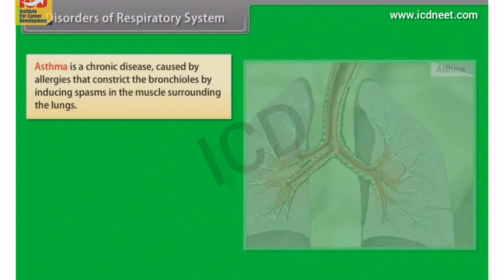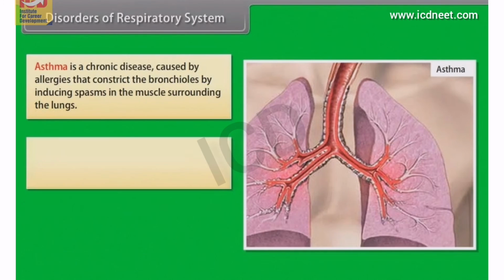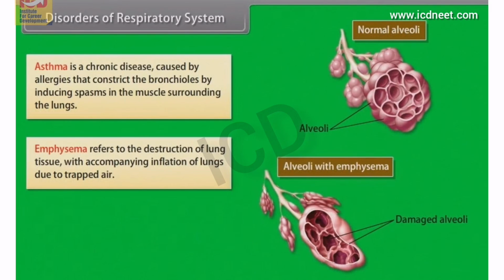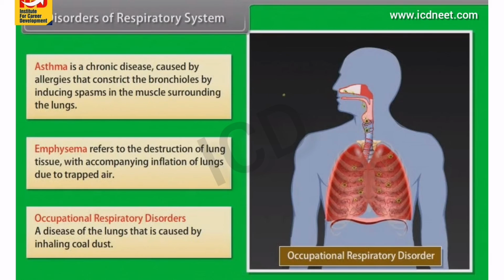Disorders of respiratory system. Asthma is a chronic disease caused by allergies that constrict the bronchioles by inducing spasms in the muscle surrounding the lungs. Emphysema refers to the destruction of lung tissue with accompanying inflation of lungs due to trapped air. Occupational respiratory disorders. A disease of the lungs that is caused by inhaling coal dust.